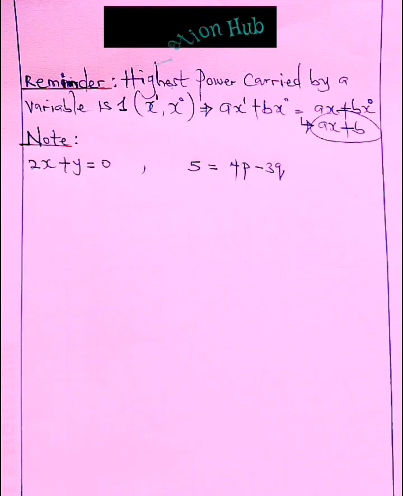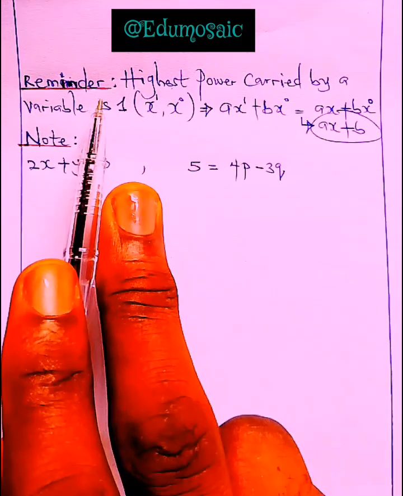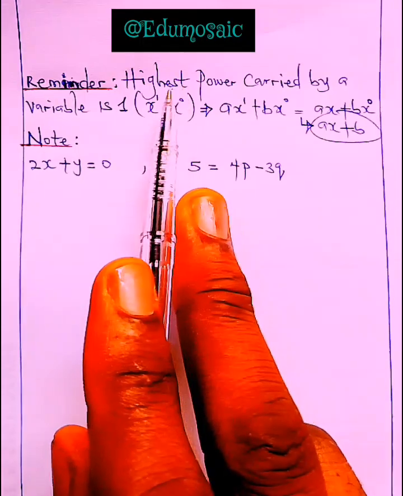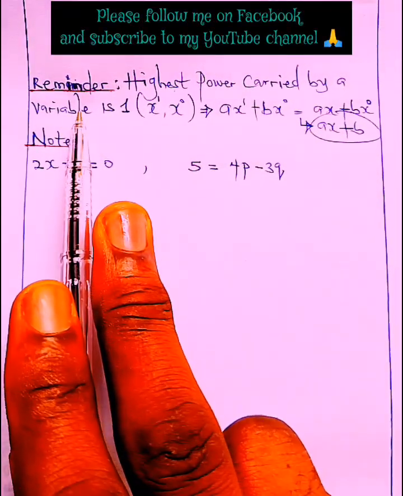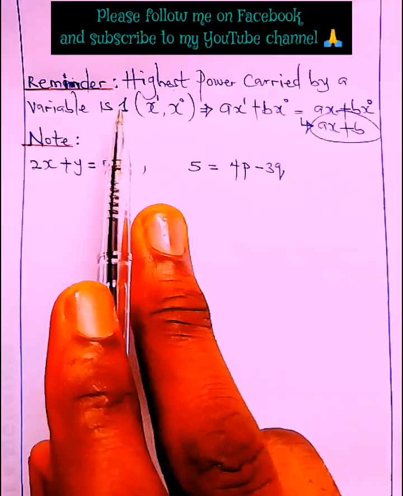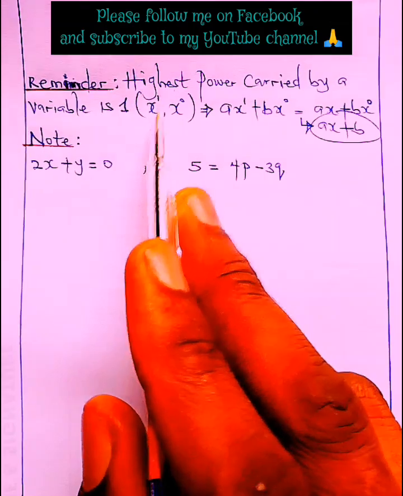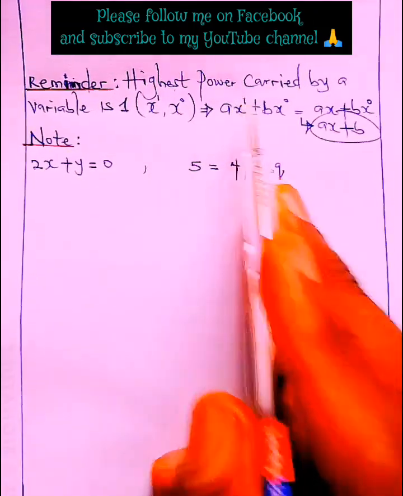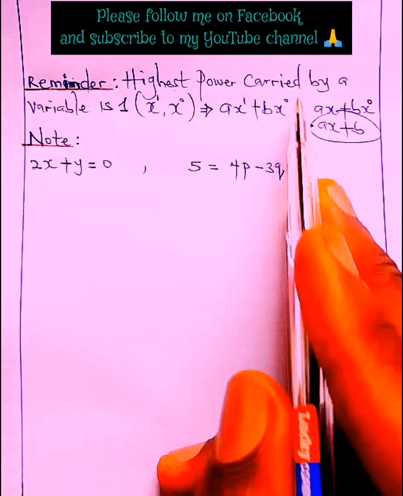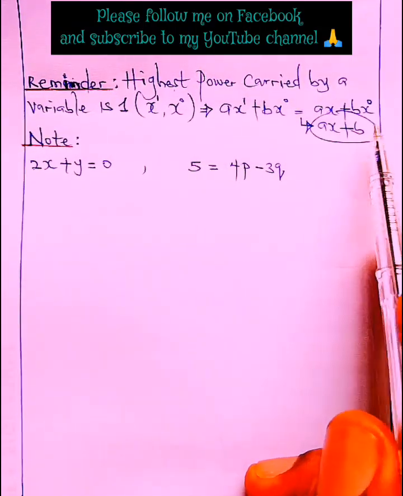Now, in our previous exposition, we were told something, and here's a reminder of what we were told about linear equation. We said the highest power carried by a variable or unknown when it comes to linear equation is plus one. So when it comes to linear equation, the highest power we have is positive one. So we have something like this: x is power one, then x is power zero. So just like ax is power one plus bx is power zero. Don't forget anything raised to power zero is one. So this is equals to ax plus b.